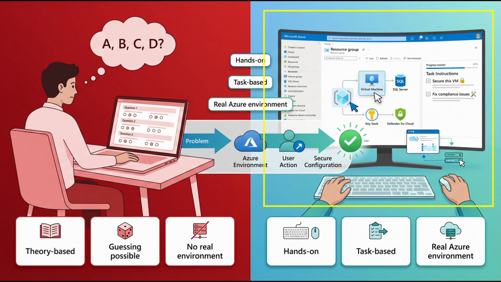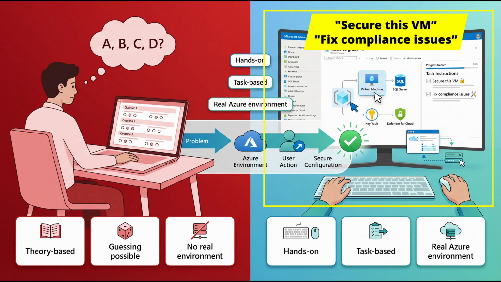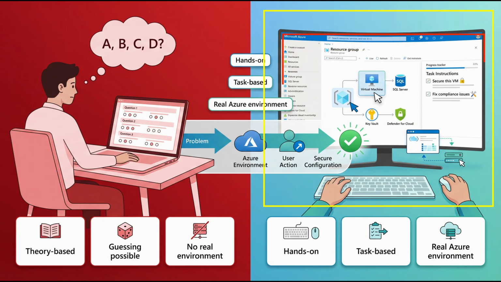Now look at the right side. No questions, no options. Just information. Secure this VM, fix compliance issues. And suddenly you are inside the Azure portal. There is no guessing here. You can't say maybe option C would be the correct one, because there are no options, only actions.